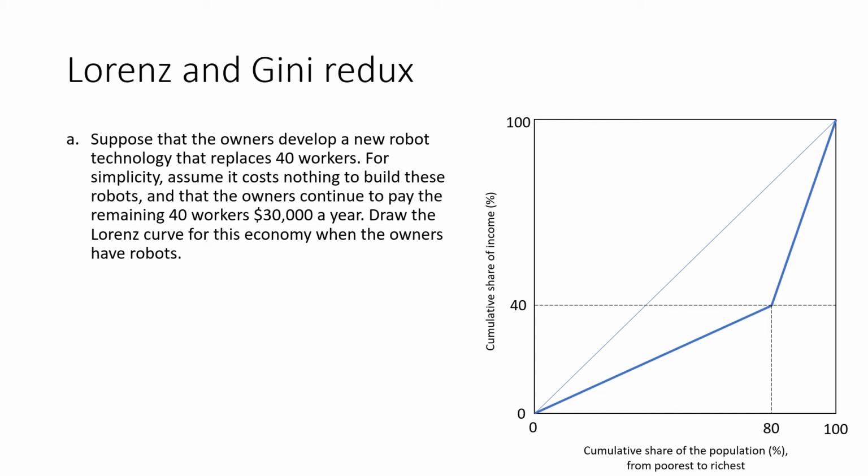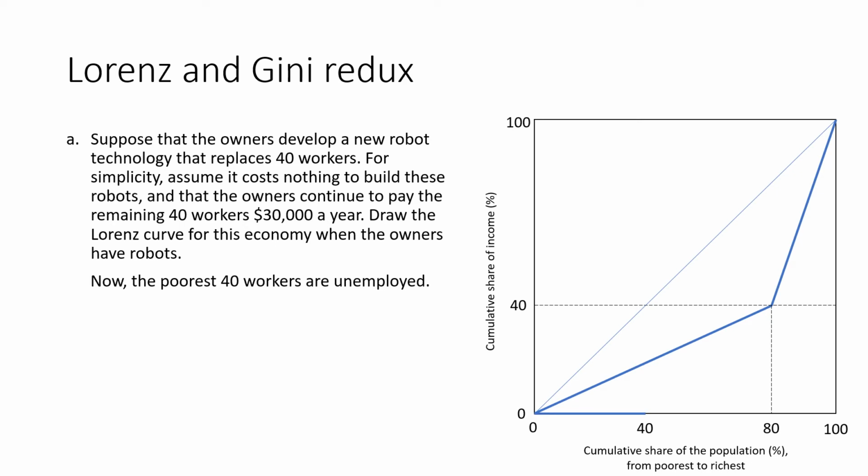Draw the Lorenz curve for this economy when the owners have the robots. Well, how would this affect inequality? Well, now the poorest 40 workers would be unemployed. So instead of receiving the $30,000 a year they used to receive, they would receive nothing at all. This would give us a Lorenz curve.